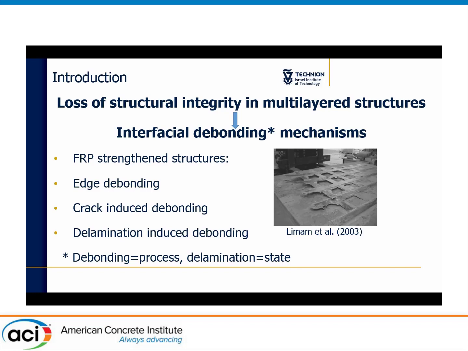The loss of structural integrity in multi-layered structures in general is inextricably linked with interfacial debonding mechanisms, as we have seen in the previous lecture. In FRP strengthened structures, we know the edge debonding mechanism, which we can see here. We know of the crack-induced debonding, typical, and the lamination-induced debonding, where by lamination I mean initial locations of interfacial separation. By debonding, I'm referring to the process of the beam becoming interfacially debonded.